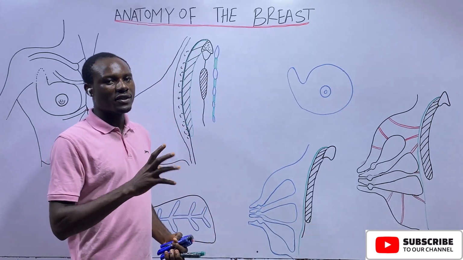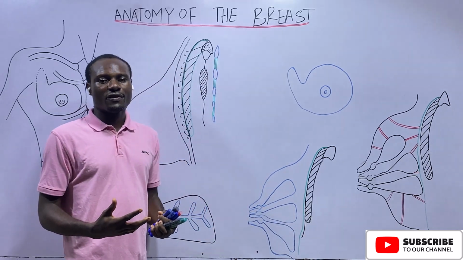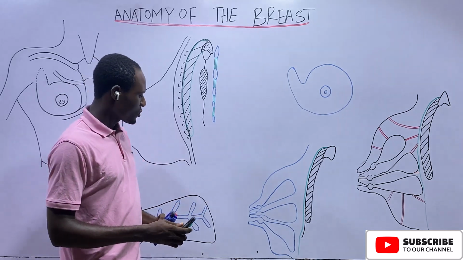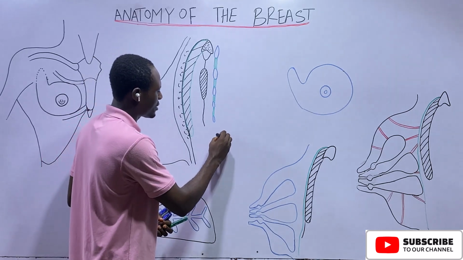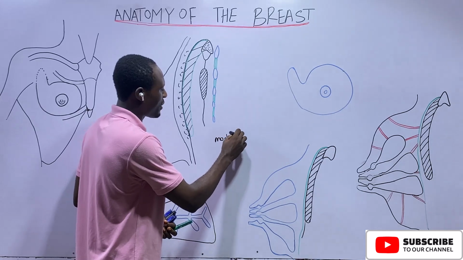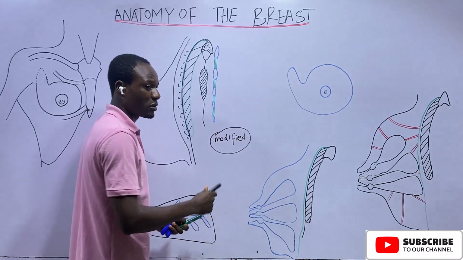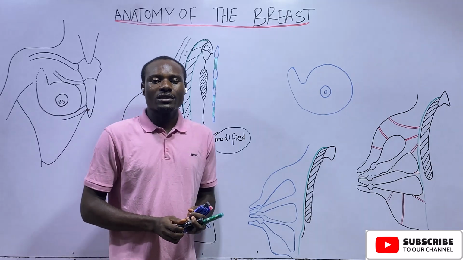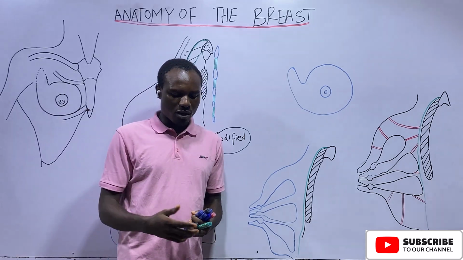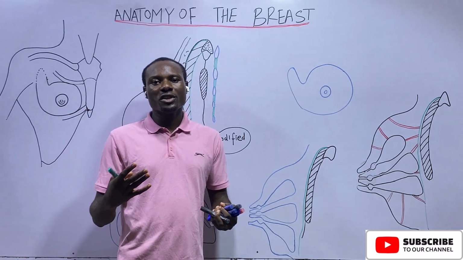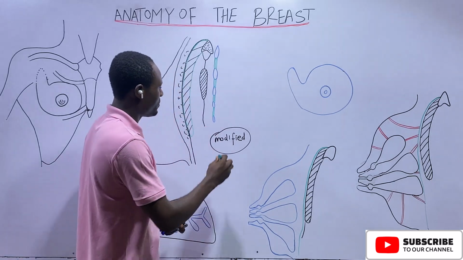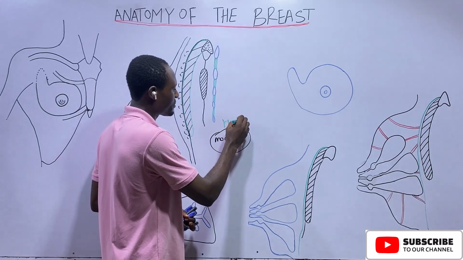First, we must have a definition. The breast is defined as a modified sweat gland situated at the superficial fascia of the pectoral region. It is rudimentary in males.